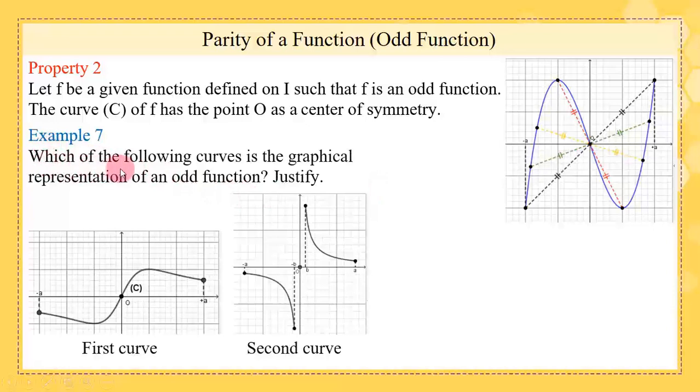Example number 7. Which of the following curves is the graphical representation of an odd function? Justify your answer. Please look at the first curve. Here every point that belongs to the curve, the symmetry of this point also belongs to this curve. If we look at the second curve, also we take any point on the curve and make its symmetry with respect to O, the point symmetric to this point also belongs to this curve. So the first curve represents an odd function, and also the second curve represents an odd function.